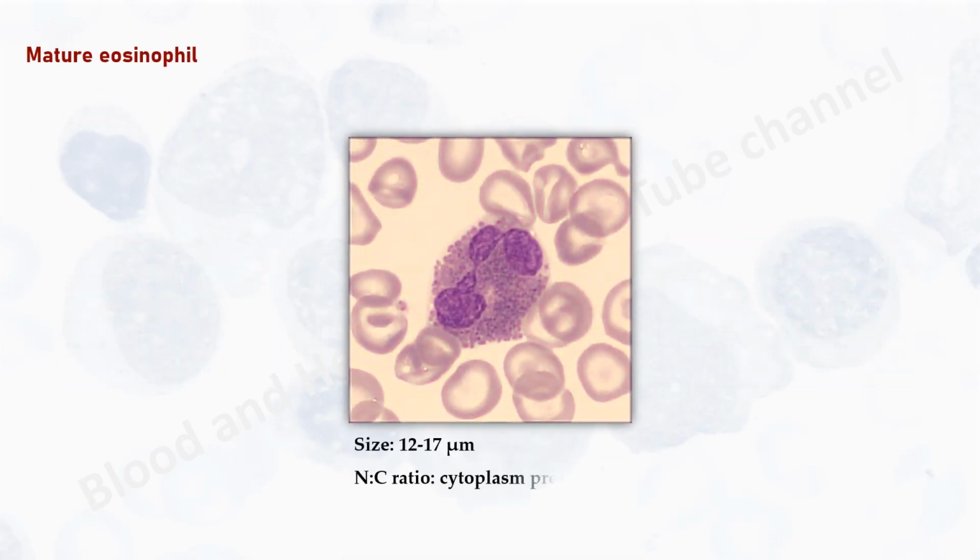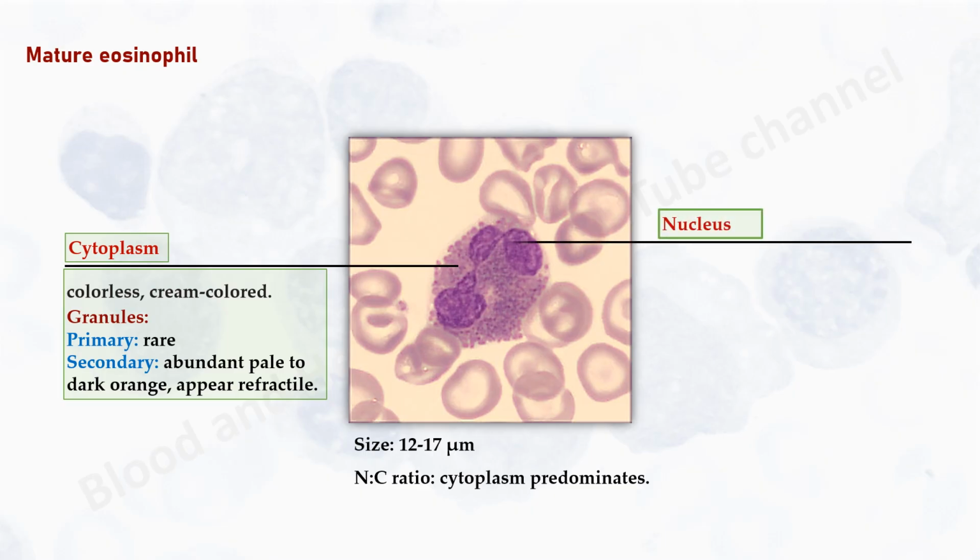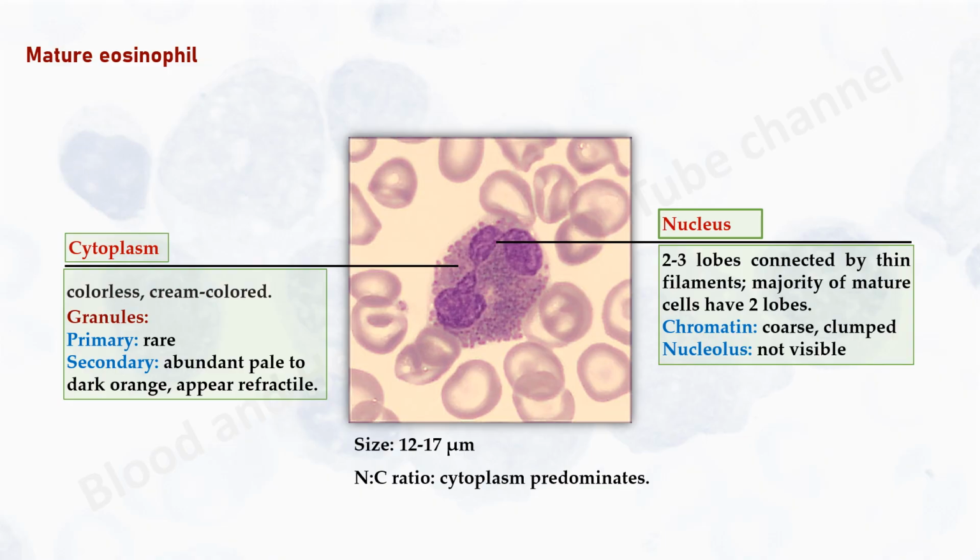The mature eosinophil is slightly larger than the neutrophil. The background cytoplasm is colorless and contains characteristic refractile, orange-red secondary granules. The nucleus usually has 2 to 3 lobes.